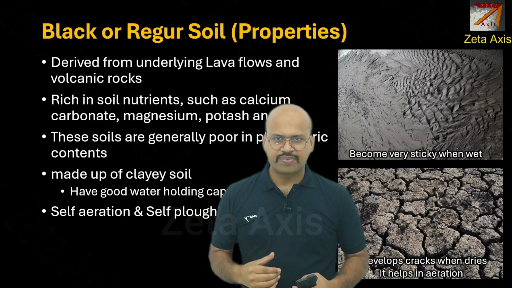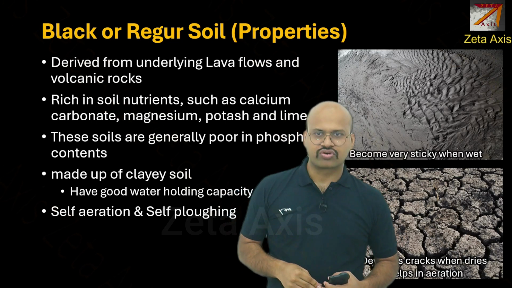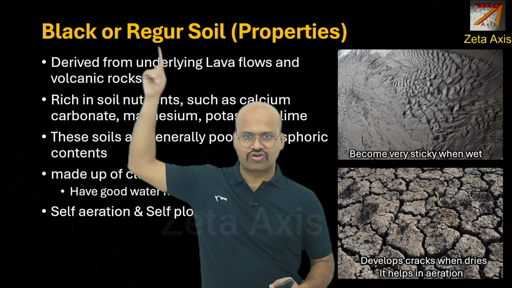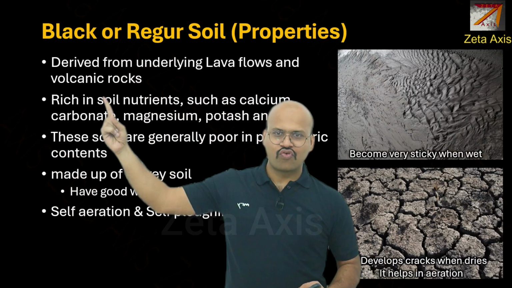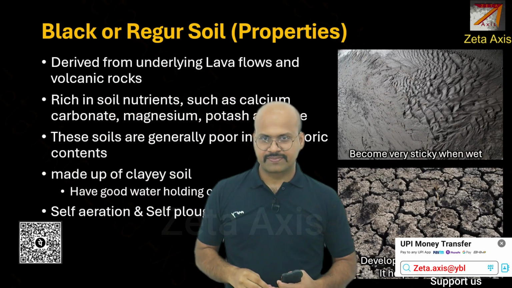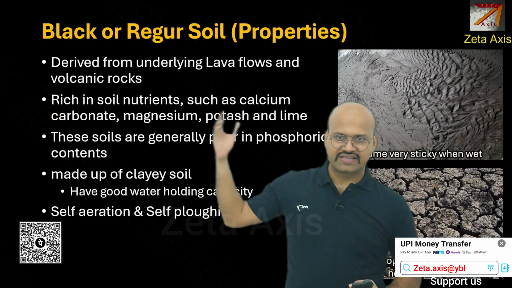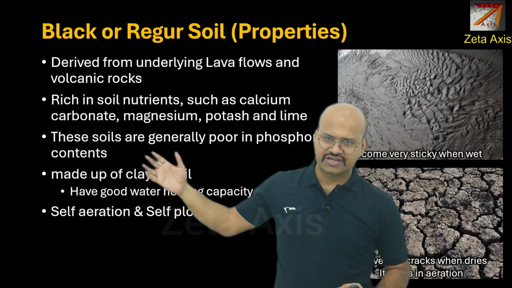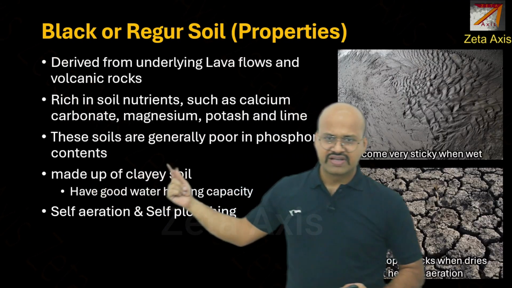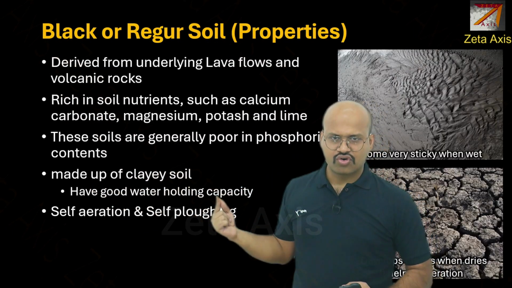Now let's see the properties of black or regur soil. The black soil is also called regur soil, and it is derived from underlying lava flows and volcanic rocks, that is, the Deccan trap. It is rich in nutrients such as calcium carbonate, magnesium, potassium and lime. These soils are generally poor in phosphorus content. We have seen it is made up of clay soil and has good water holding capacity.